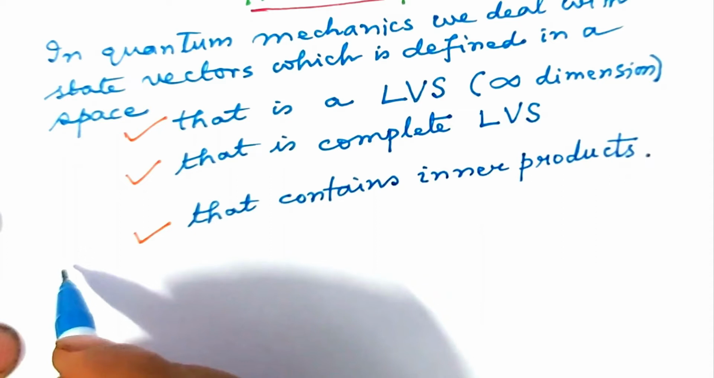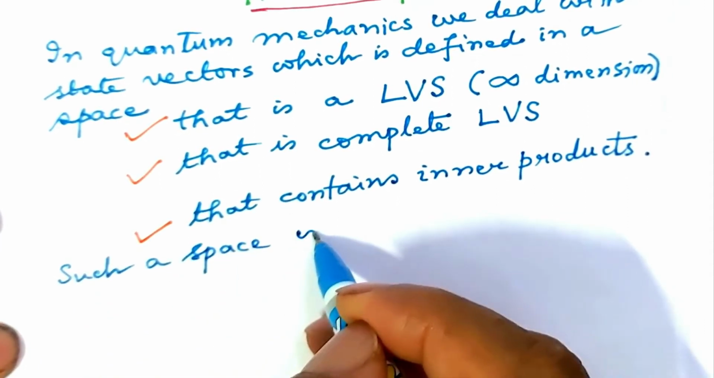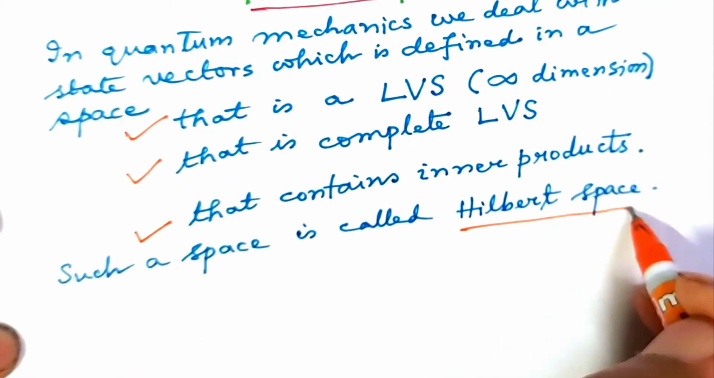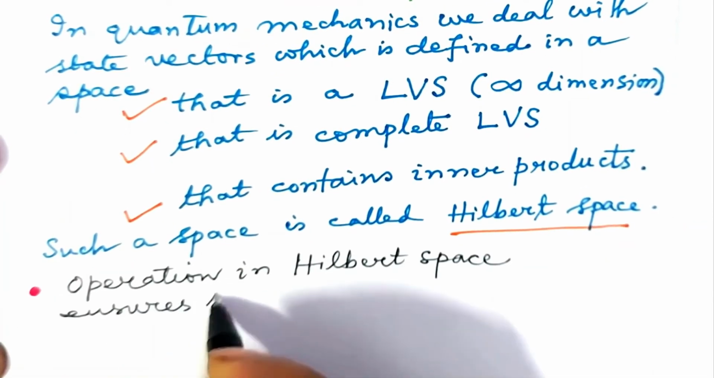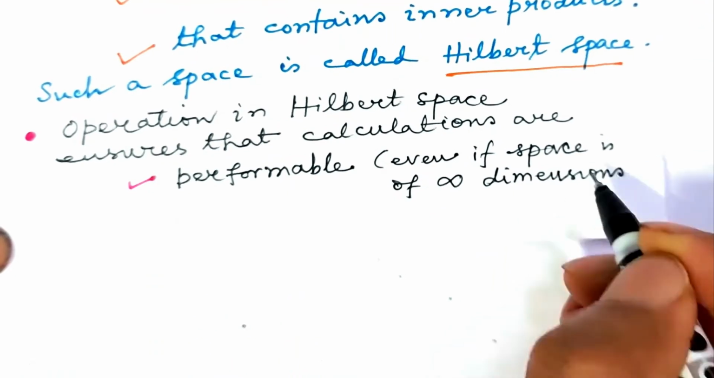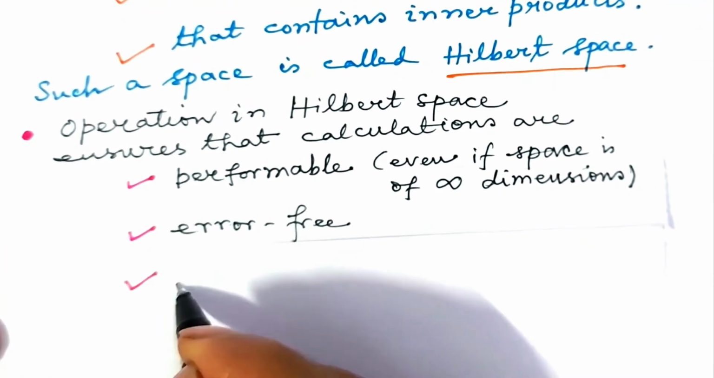Because through the inner product we can define physically meaningful quantities that we can measure in experiments, like the average of position, average of momentum, etc. Also, quantum mechanics speaks through a probabilistic language, and probability involves the inner product. So such a space is called Hilbert space, an abstract space that allows calculations, but after calculation we get physically meaningful quantities. Operation in Hilbert space ensures that calculations are performable even if the space is of infinite dimensions. Calculations are error-free and rigorous.